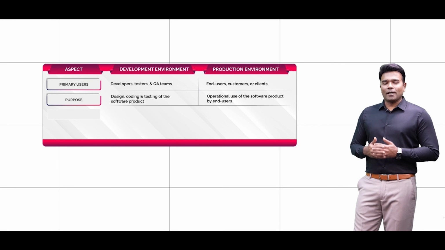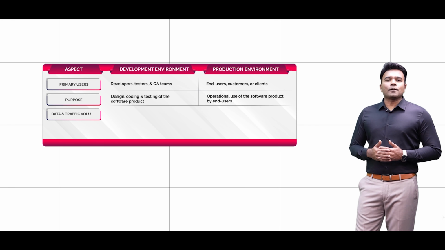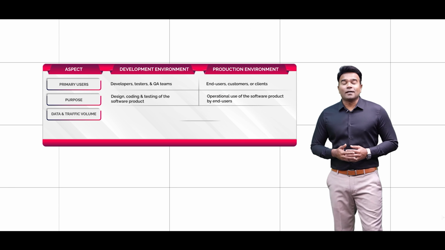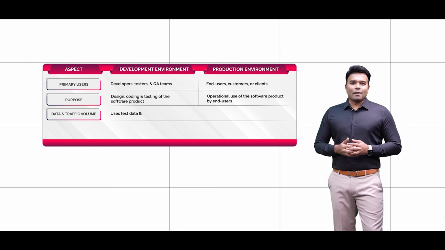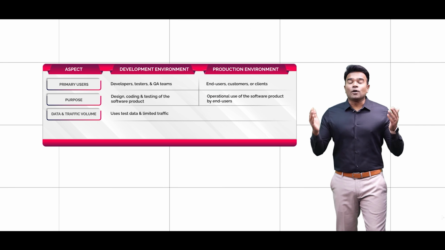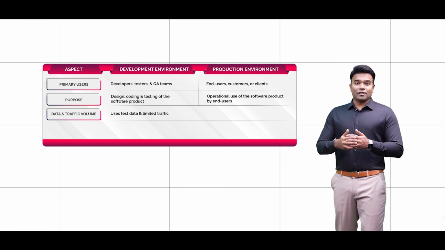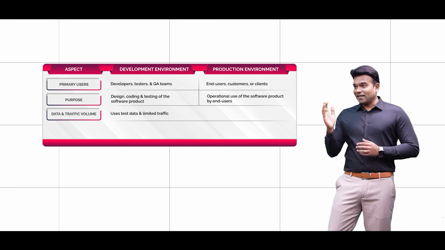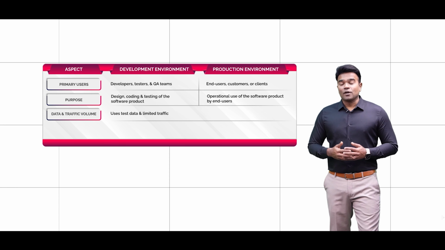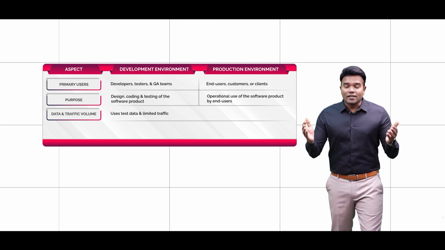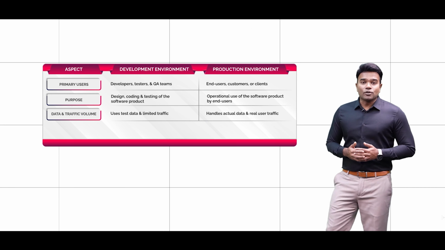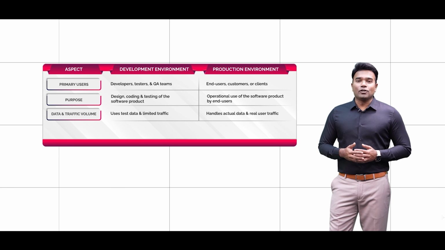Well, in as far as the data and the traffic volume are concerned, in the development environment, the developers and the testers shall make use of sample test data and shall also artificially induce traffic to check if the software product can really handle high volumes of traffic. But then in the production environment, it is not sample data. It is the actual data and the real user traffic that the production environment needs to handle.